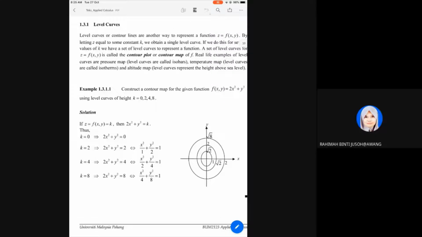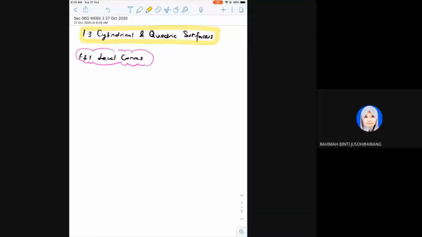So we start with level curves. Basically, guys, level curves is like a contour map. If you still remember, during secondary school, in Form 2, you took a geography subject. Do you still remember drawing contour plots, contour maps? Banjaran Titiwangsa, if you want to draw a mountain, you have to learn the contour map. It's something like this. Still remember? So basically, a level curve is the same as a contour plot, the contour map.